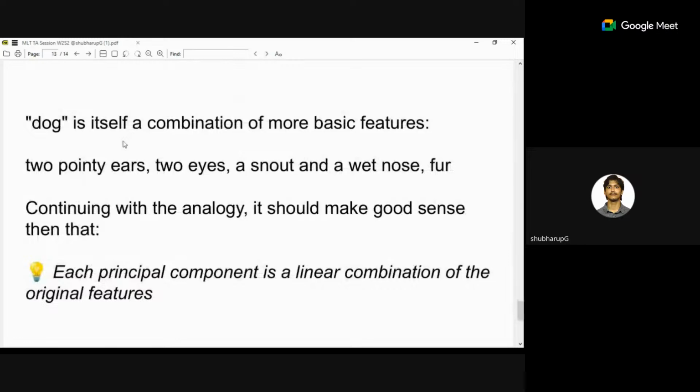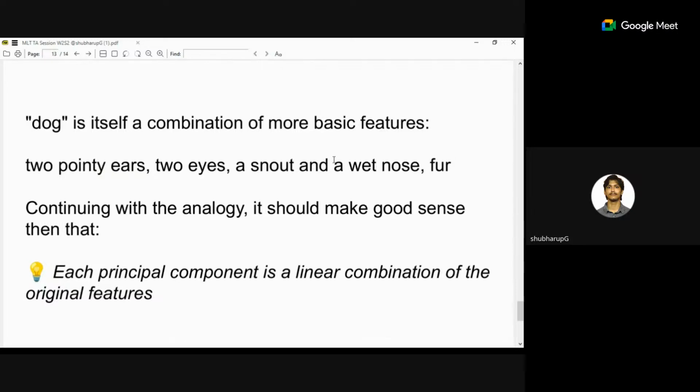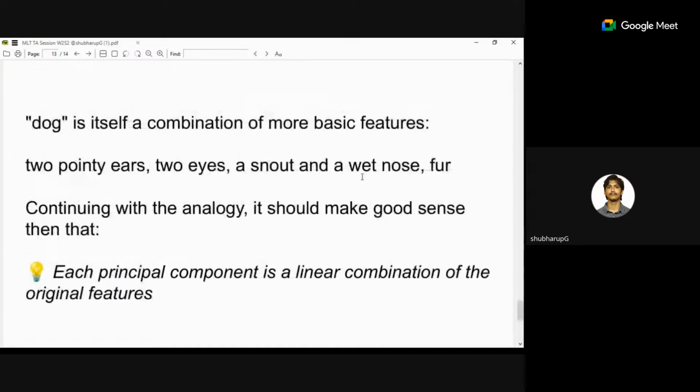So, yeah, a dog itself is a combination of more basic features: two pointy ears, two eyes, a snout, a wet nose, fur, right? We are of course going to be thinking of it qualitatively, but I think we discussed in the last session and also in the instructor sessions that to a computer, an image is just a matrix of pixels, right?